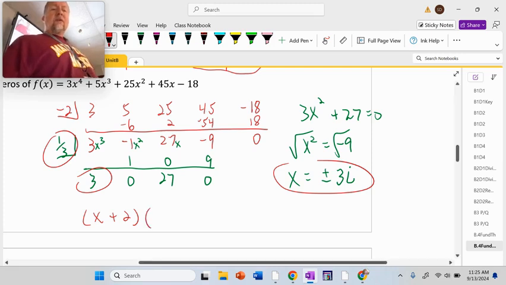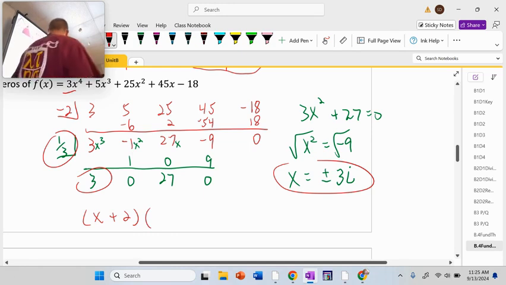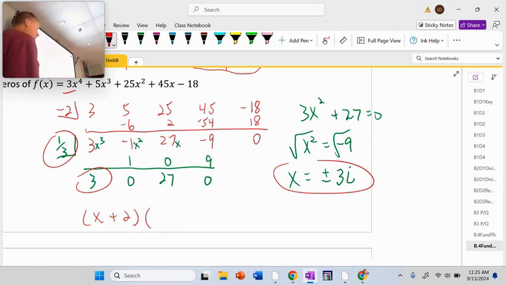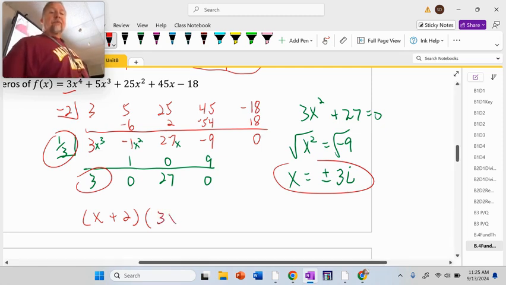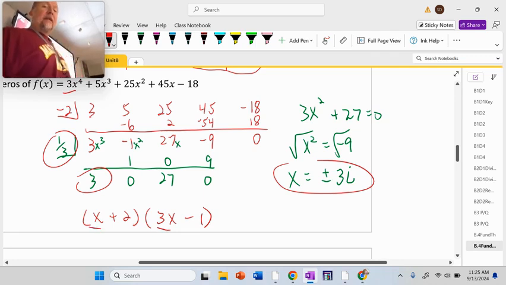But look at our leading coefficient there: it is 3x to the 4th. So this is not x minus 1/3. This actually is 3x minus 1. Then that gets me my leading coefficient when I FOIL this out. And you've got to account for that if you had to write this in factored form.